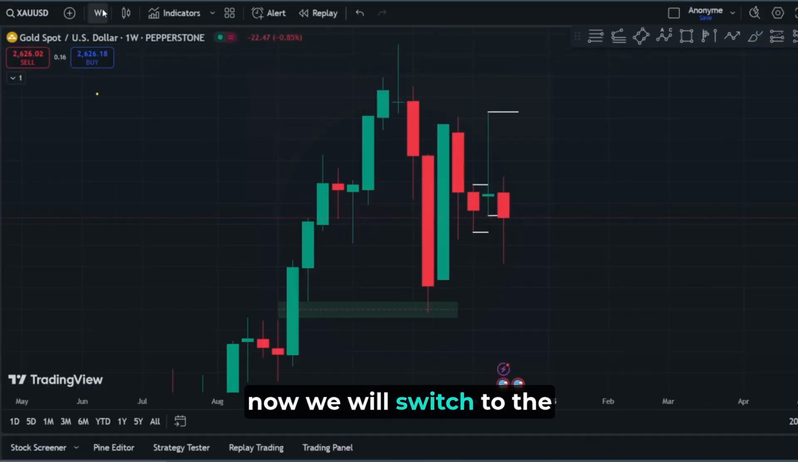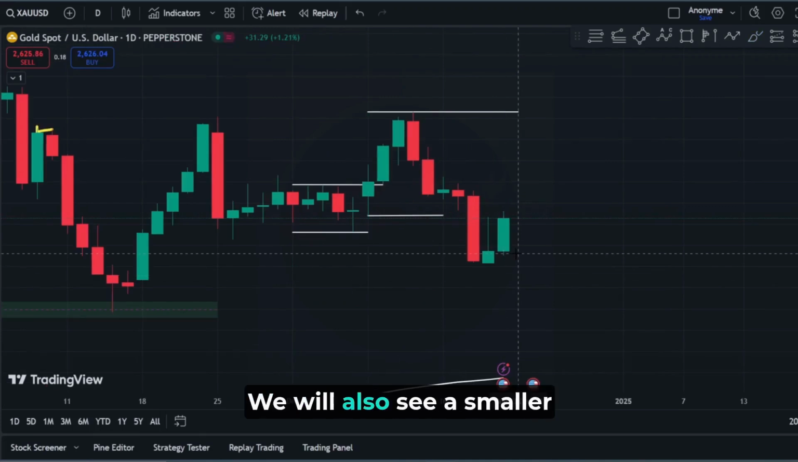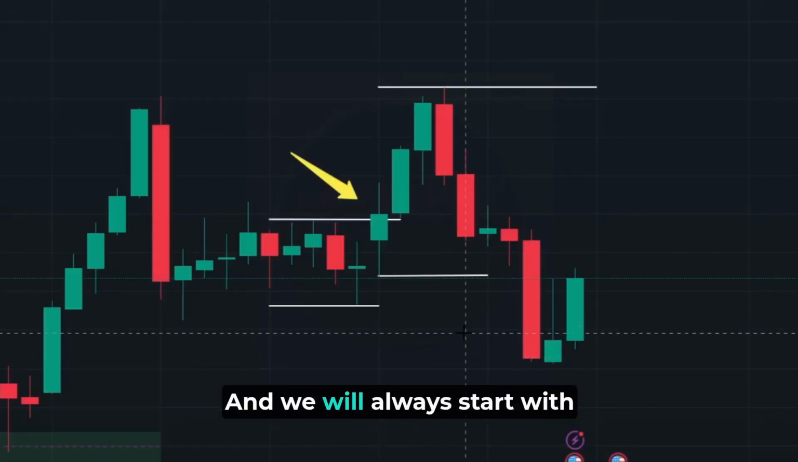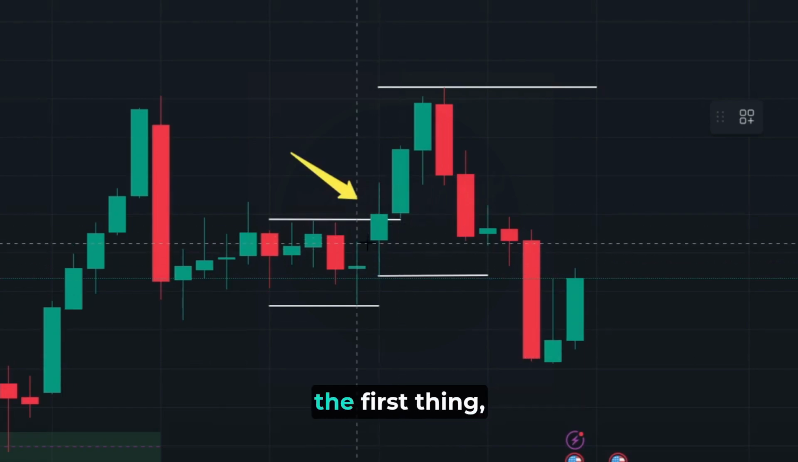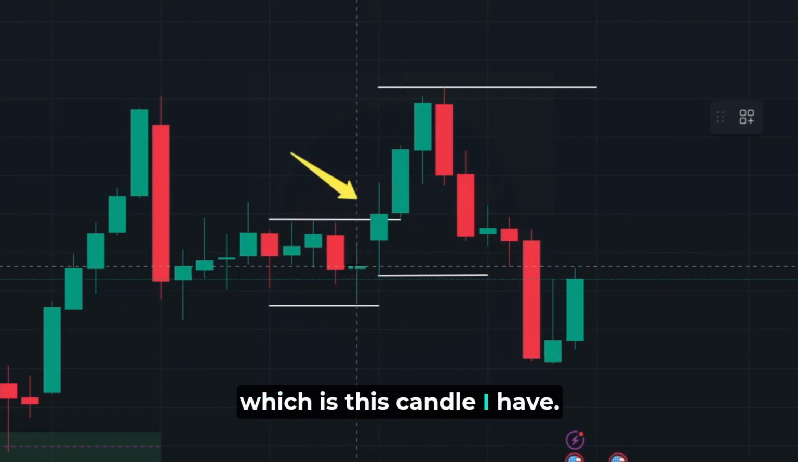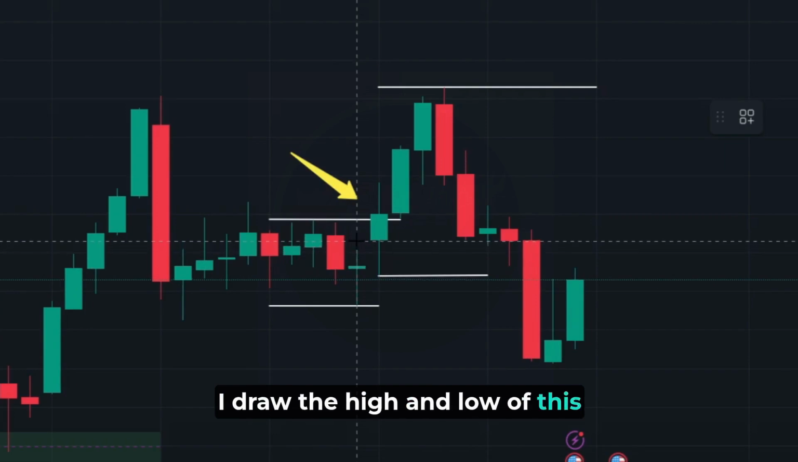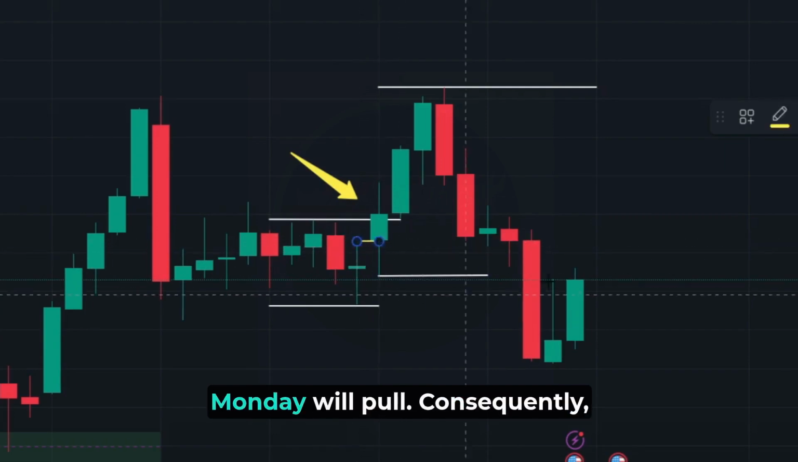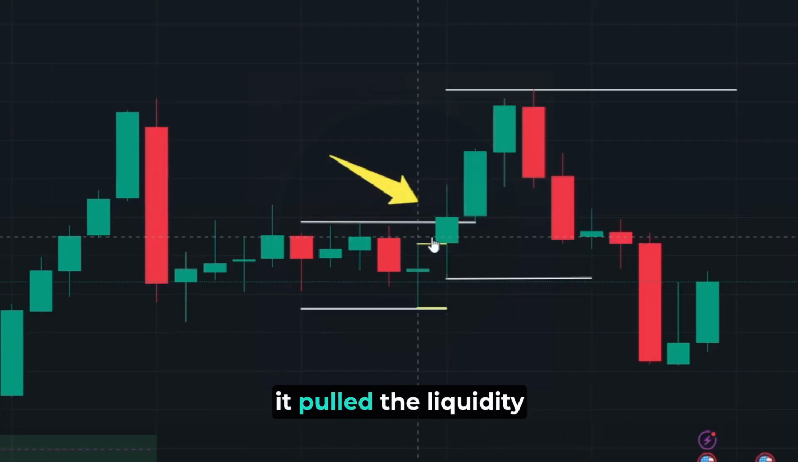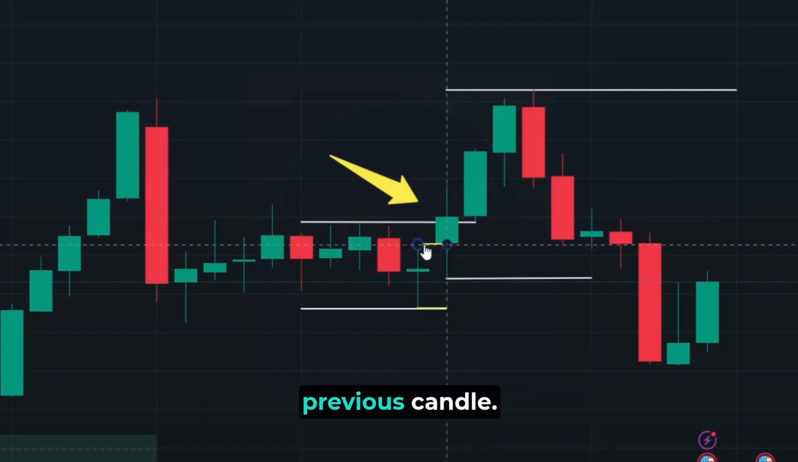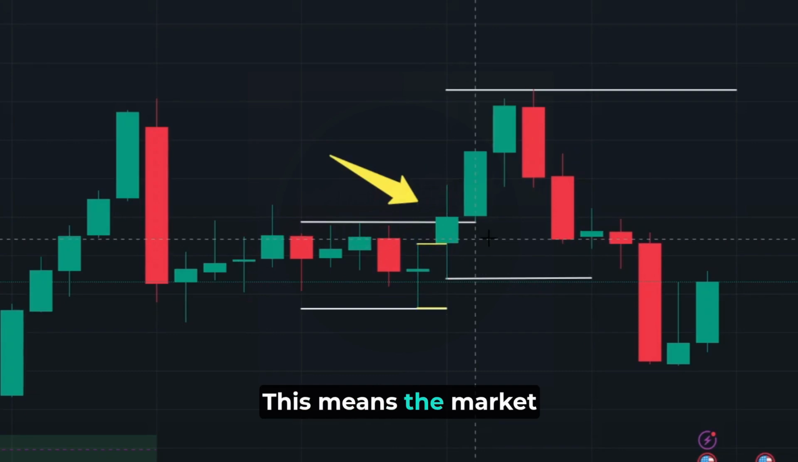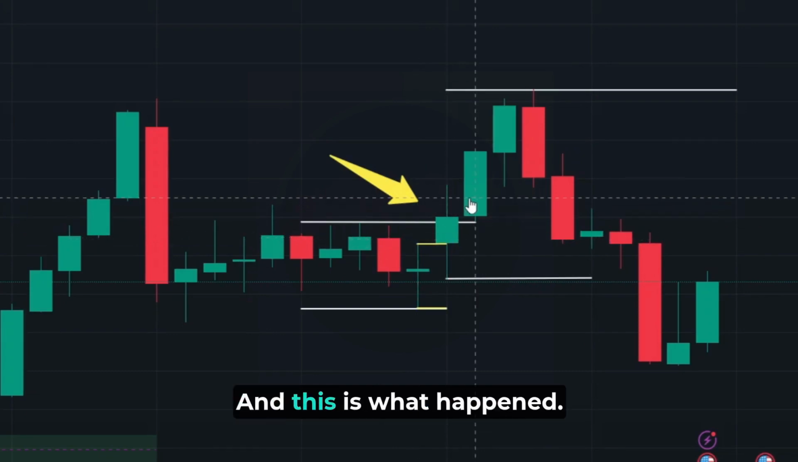Alright, now we will switch to the daily time frame. We will also see a smaller view of the market and we will always start with you from the Monday candle. Alright, regarding the Monday candle, the first thing, I move the candle back, the Friday candle, which is this candle I have. I draw the high and low of this candle and see which liquidity Monday will pull. Consequently, it pulled the liquidity at the top and closed with the candle body above the high of the previous candle. This means the market continues to rise. And this is what happened.